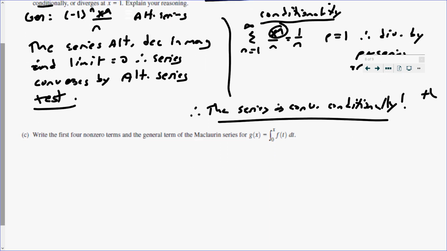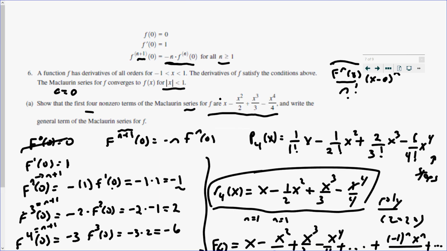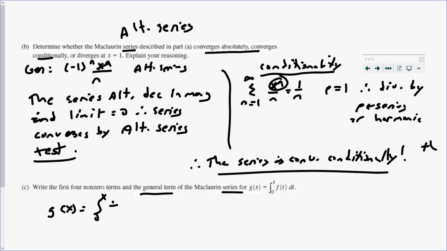All right, part C. Part C says now write the first four non-zero terms and the general term for the series given by the integral. So, well, this is not too bad to do. We're just going to plug it in. Now we're told really what this f of t is. If we go back here, we're told what f of x is. We're just going to replace each x with a t. And so that's just going to become t, whoops, what's that become? t minus t squared over 2 plus t cubed over 3 minus t to the fourth over 4 dt.